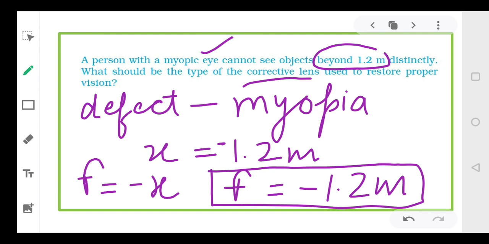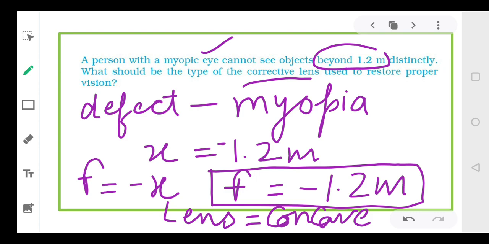Now what else is asked? What should be the type of corrective lens? Which lens do we have to use here? Just imagine focal length is minus. So which lens has minus focal length? Concave. Very good. So the lens is concave lens. Okay, dear students, is it clear to everyone? I hope you've understood.